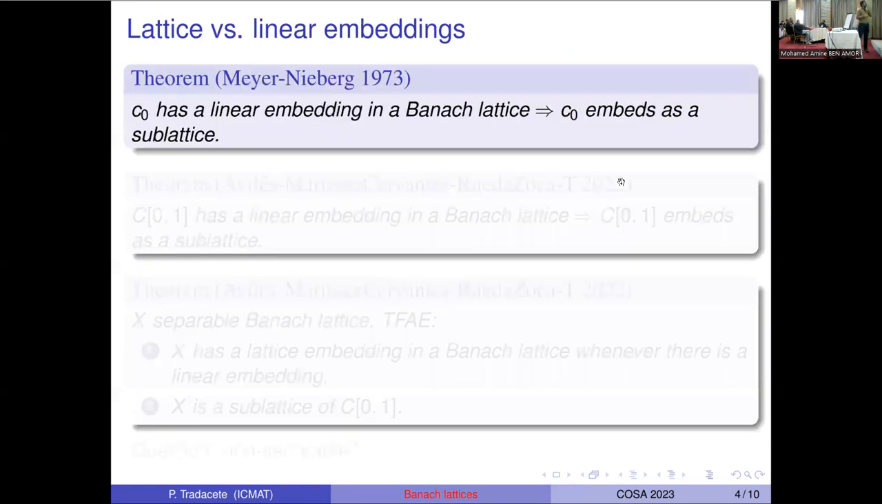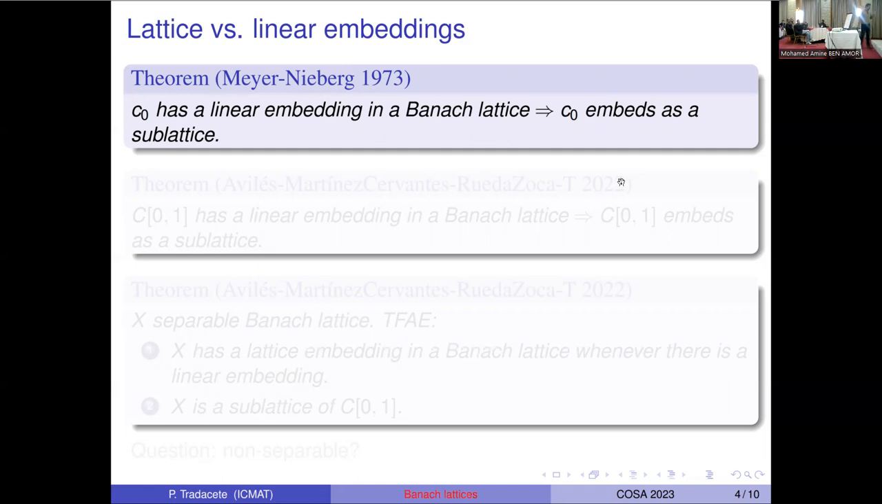Okay, slightly related to this, but now instead of looking at global isomorphisms, I want to look at embeddings. I want to start by recalling the following classical and very useful result, attributed to Meyer-Nieberg at least: if you have a Banach lattice which contains a subspace isomorphic to c0, then necessarily you can find a sublattice isomorphic to c0. This is related to this notion of weak sequential completeness that I was mentioning in the previous slide. I've used this theorem several times, and it has helped me a lot.